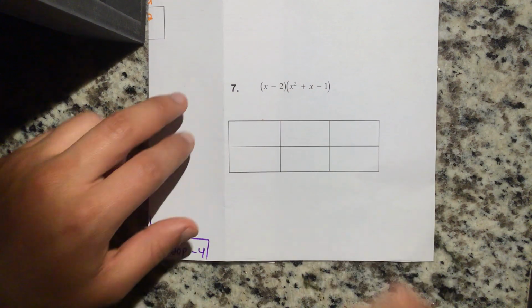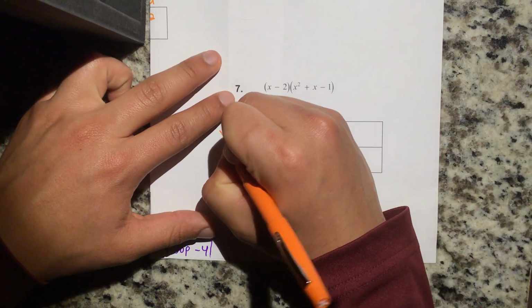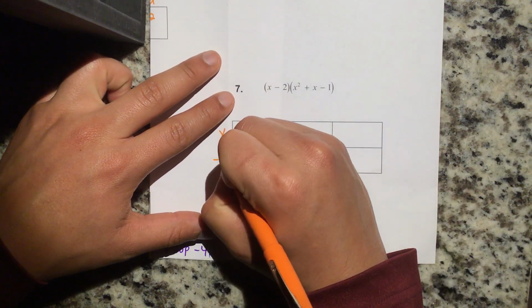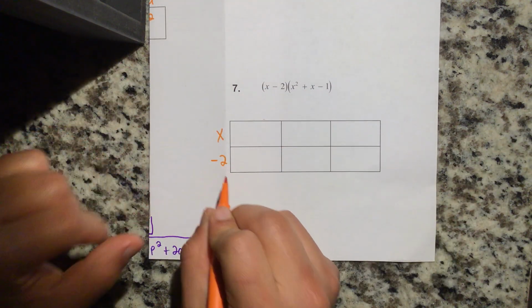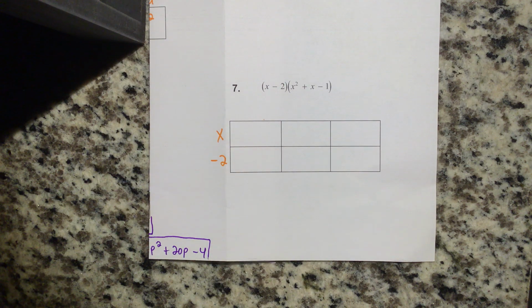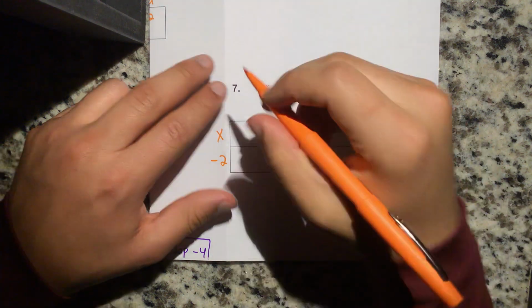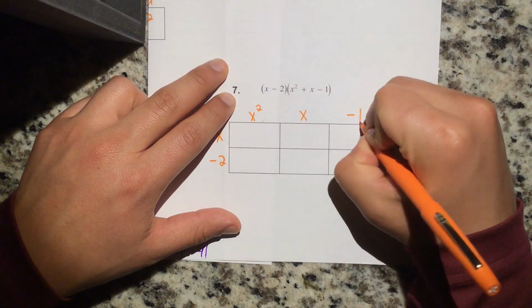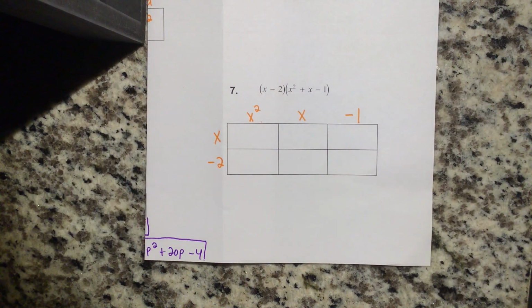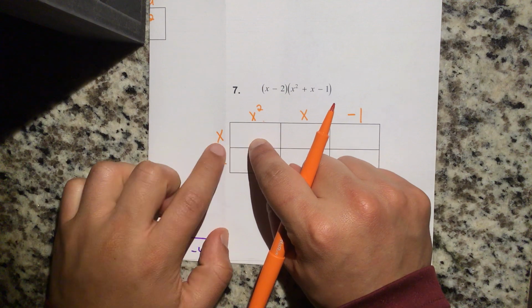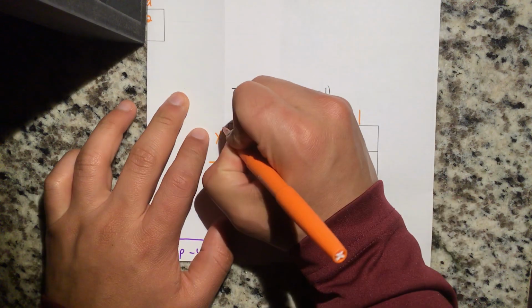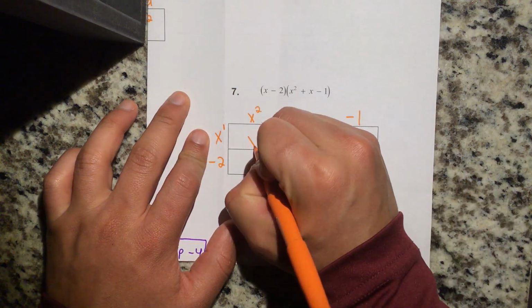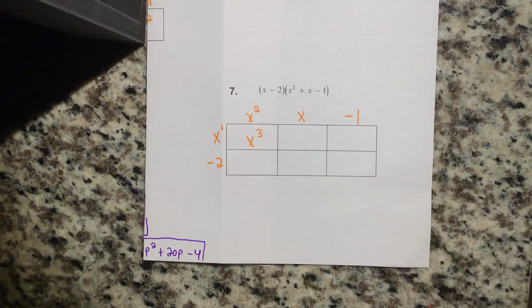Okay, so let's set it up. So on the left side, I'm going to write my x and my minus 2. Remember, do not put a positive 2. Make sure you put those right, okay? And then on my top, I'm going to put x squared, x, and minus 1, okay? And then we do the same thing that we've been doing. We multiply. So in my first top left box, x times x squared, remember there's a 1 here, we add the exponents, x to the 3rd, right? Because there's no coefficients.